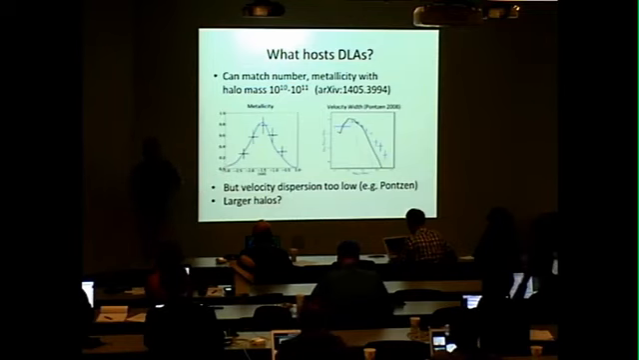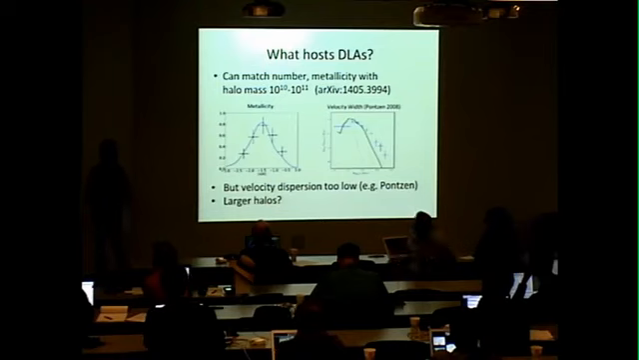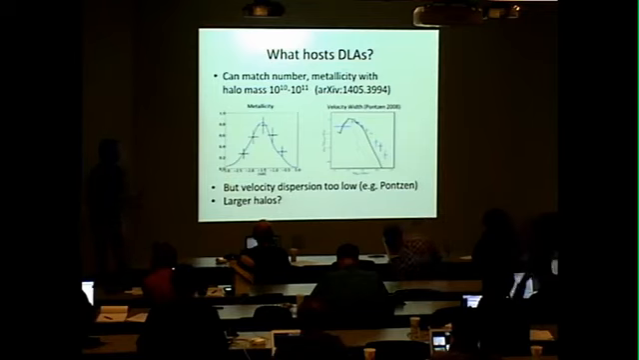So the velocity dispersions of DLAs were historically not quite matching the observations. So one way that you could maybe solve this problem is by increasing the size of the halo mass, the host halos of DLAs.